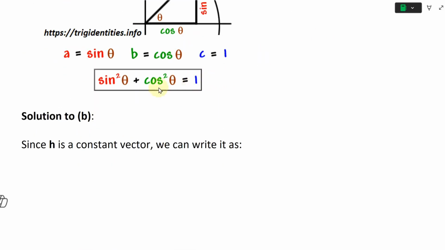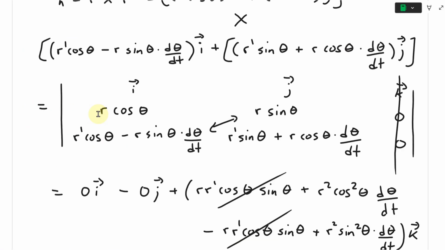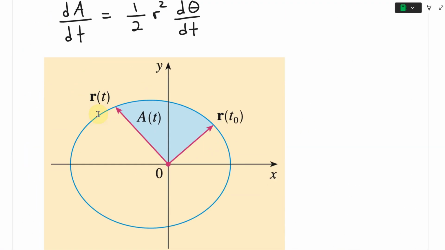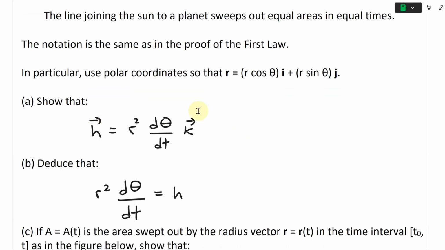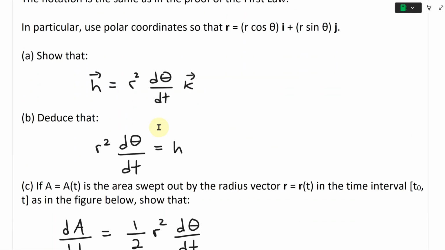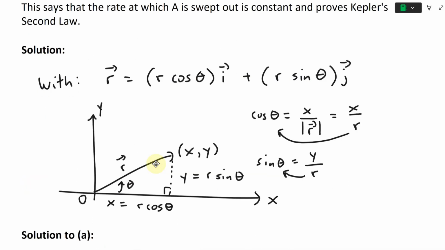All right, and now let's take a look at the solution to part B. And if we go back up to B, basically, we showed A as this h vector, and now we have to deduce that this equals h right here. So r squared d theta over dt equals h. Basically, the magnitude equals this. And essentially, the magnitude is that. All right, so what I'll do is I'm just going to copy this. All right, so let's go back to the solution.